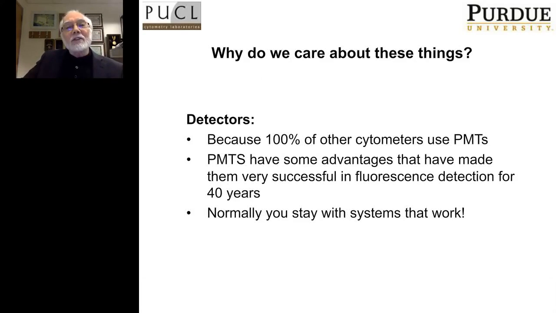In terms of detectors, 100% of other flow cytometers use photomultiplier tubes. Why do we care if an instrument doesn't use photomultiplier tubes? Because photomultiplier tubes have been used for 40 years, and they have some great advantages. They're certainly extremely good at doing what they do. So one might argue that it's a good idea to stay with something that works. That's certainly a philosophy that many people might have.